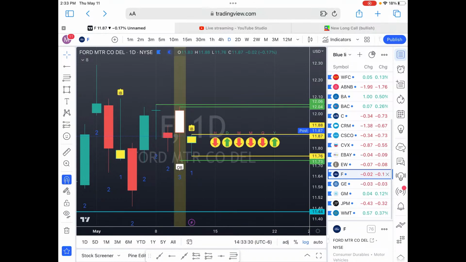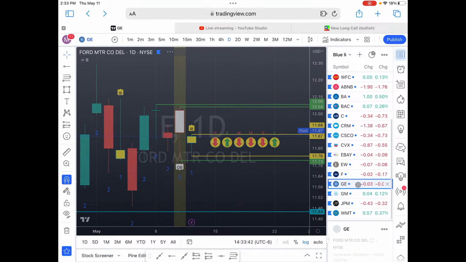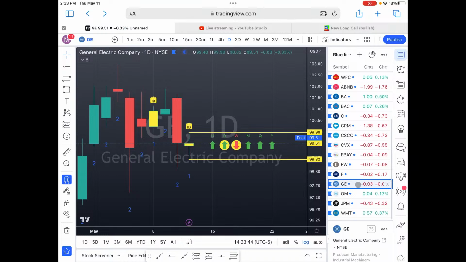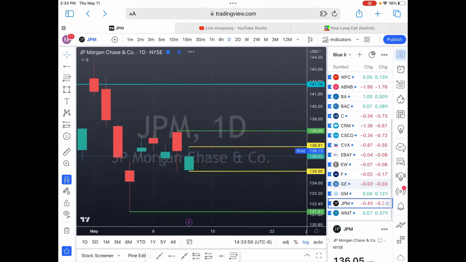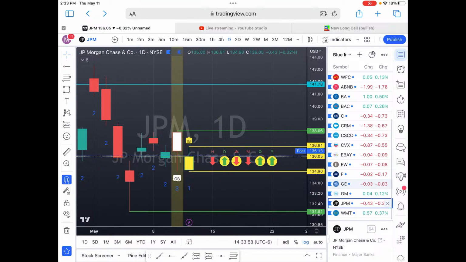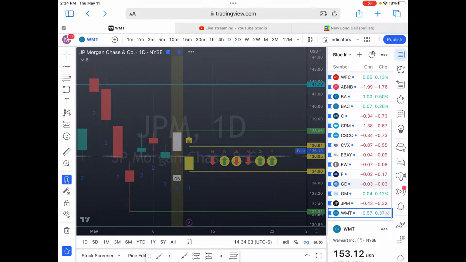Ford has an inside bar hammer candle off of a 3-1 setup, so we can see how Ford plays out. I actually kind of like Ford outside of the time frame continuity. It doesn't move very fast for people who are beginners and get a little nervous. Okay. GE, there's the inside bar, nice time frame continuity, calls at 99.98, puts at 98.82. General Motors, 3-1 setup, calls at 33.28, puts at 32.85. JP Morgan here, 3-1 setup, calls at 136.81, puts at 134.90.